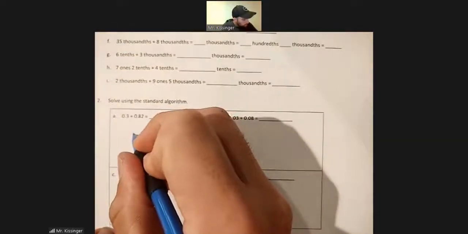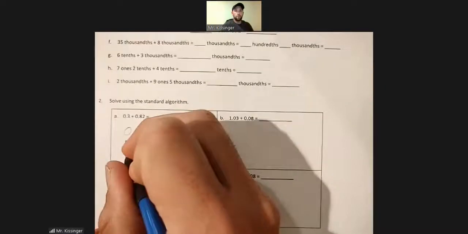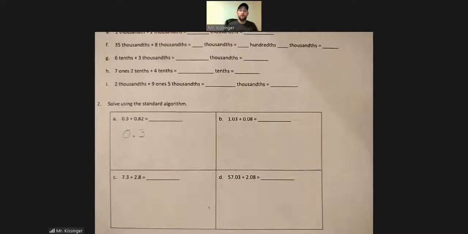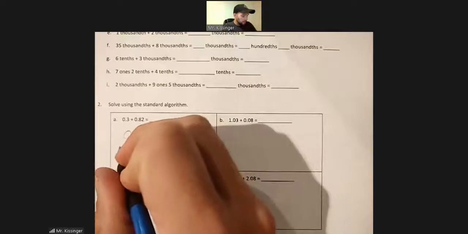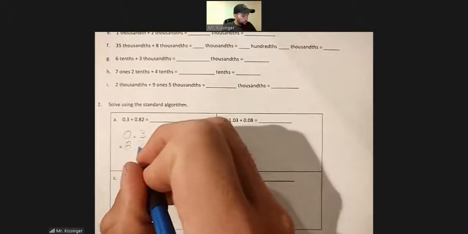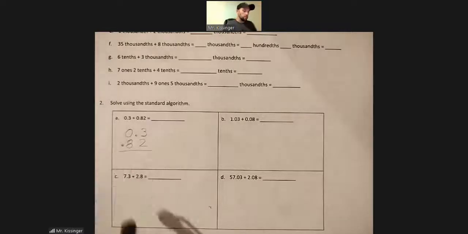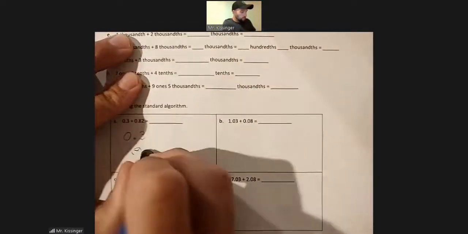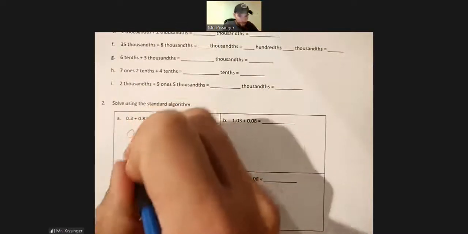So we'll do 0.3. Now, the important thing when we're using the standard algorithm with decimals is we have to make sure that our decimals are lined up, so all of our place values are lined up. Otherwise, we can end up with something like this, where we'd have 0.03 and then 0.82, and we add them together. We're not going to get the right answer because our decimal points are not lined up. So make sure that when we are using this algorithm, both of our decimal points are right in line with each other, lined up.